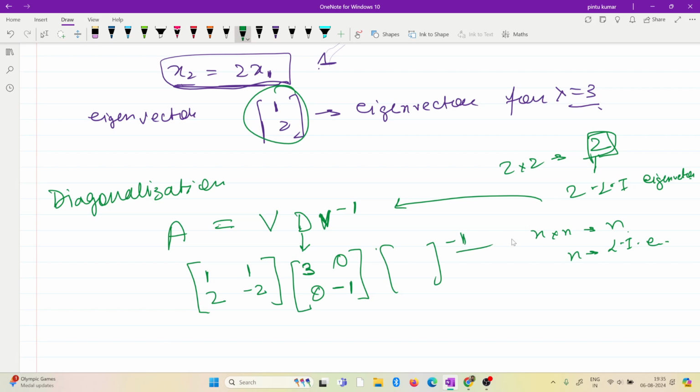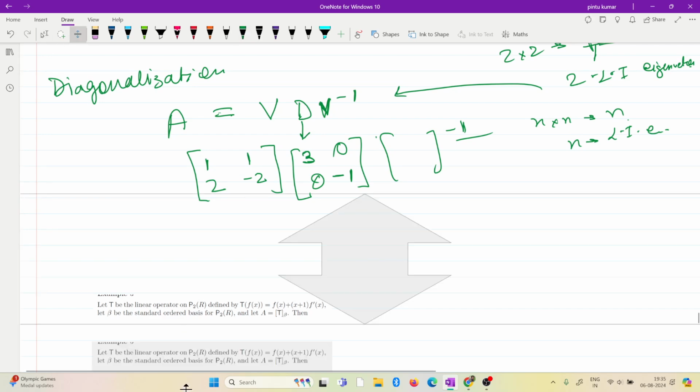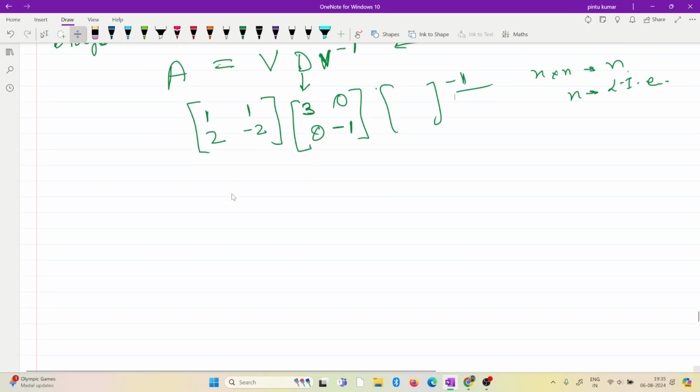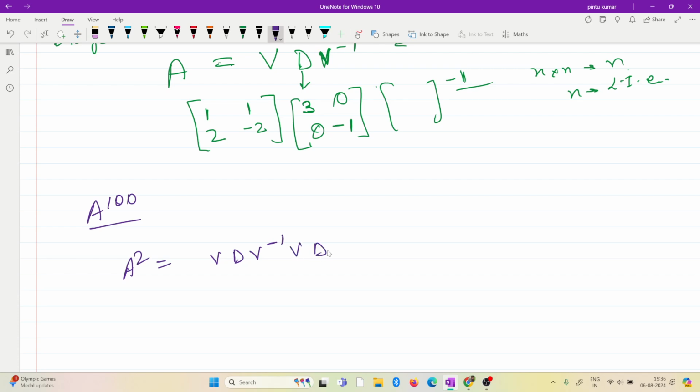Okay, why is this important? It has more than one application, but the application that I want to discuss with you is, let's say you want to find A to the power 100. One way is that you can keep doing multiplication, or let's start with A squared. This is VDV inverse times VDV inverse, because my A is now VDV inverse. Now this V inverse into V becomes identity, so this can be written as VD squared V inverse.